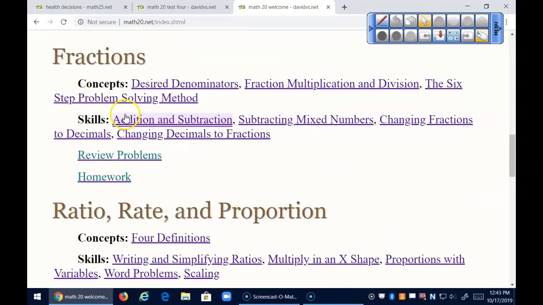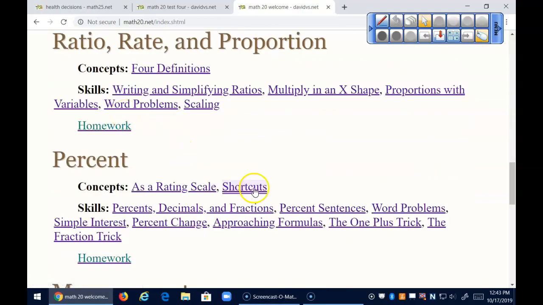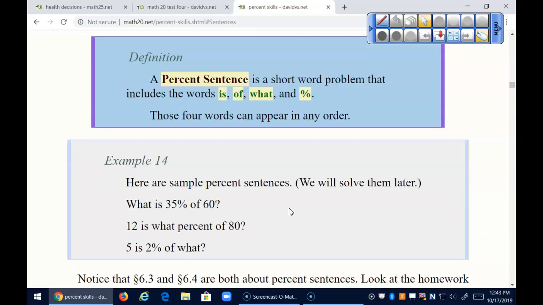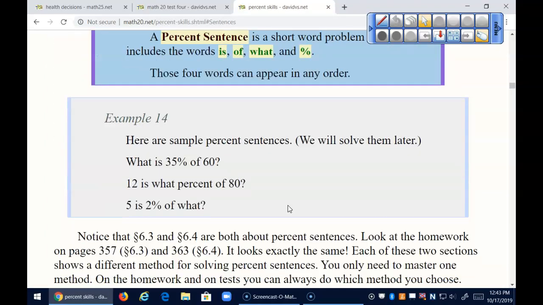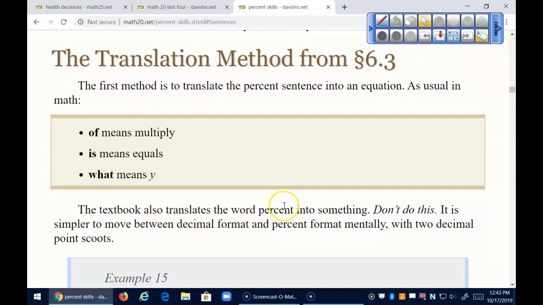So they are percent sentences. So there's the translation method. We translated something a moment ago. We can do the same thing. Of means multiply, is means equals, what is the thing we don't know.